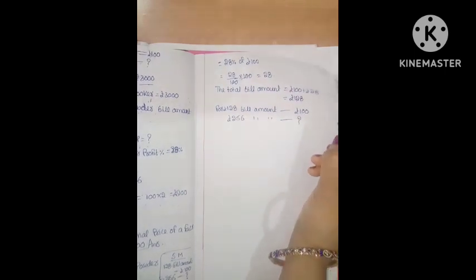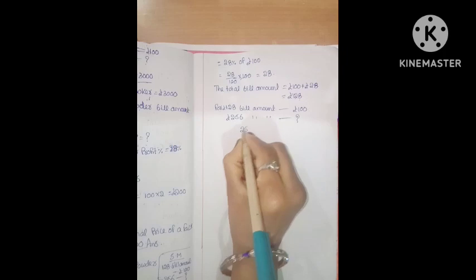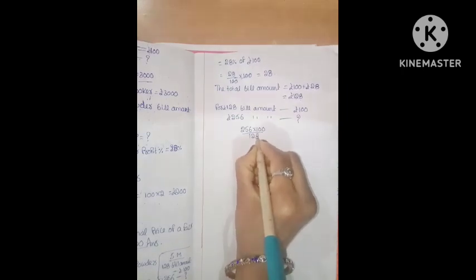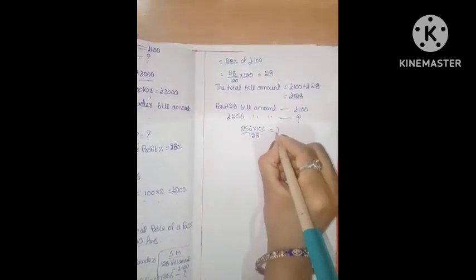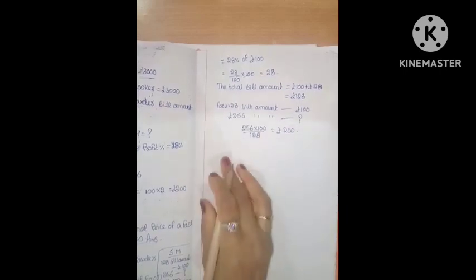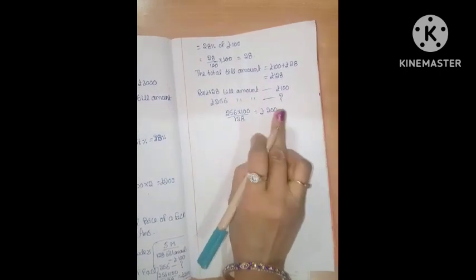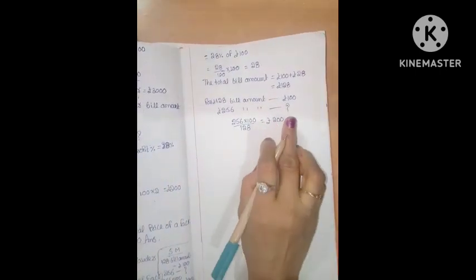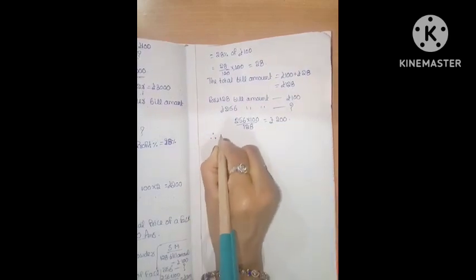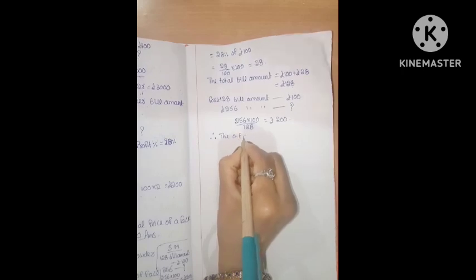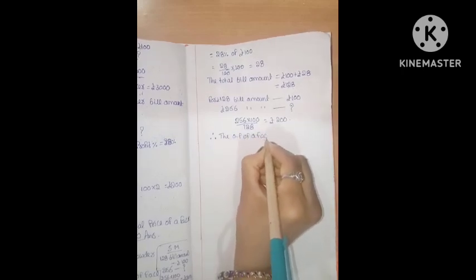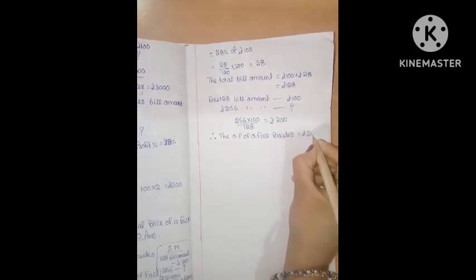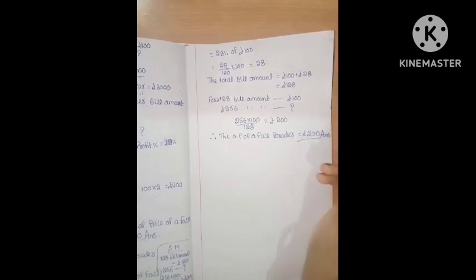How much is the original price? You have to calculate this. So 256 into 100/128. We get the answer: 200 rupees. Simplification of this fraction gives 200. Simplification is over, so directly write the final answer: the original price of the face powder equals rupees 200. This is the final answer. This is the second way method.